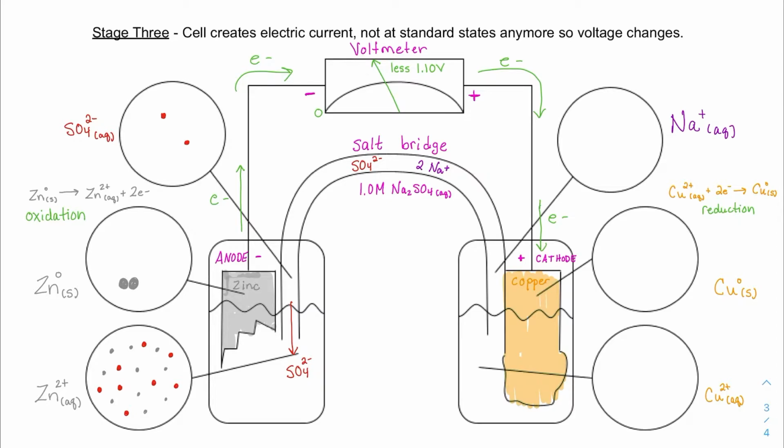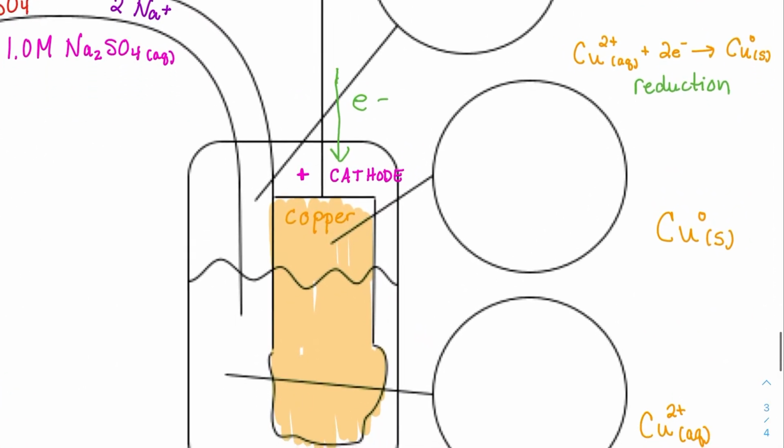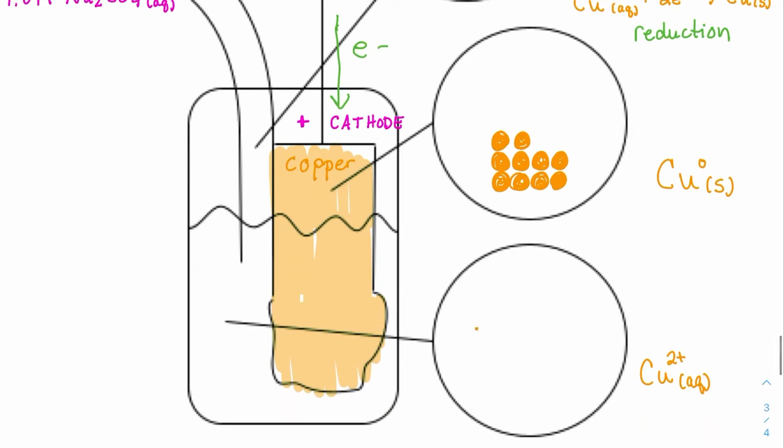Let's go to the other side and talk about what's happening with the copper. Take a look at that half reaction. Remember in the first video, we had 6 of these copper ions to start, before we added even the salt bridge. In the second video, we had 2 more being turned into copper atoms. And then in this video, let's just go 2 more and say it's pretty close to operating at standard conditions. So if we had 6 copper ions at the start, we only have 2 left.